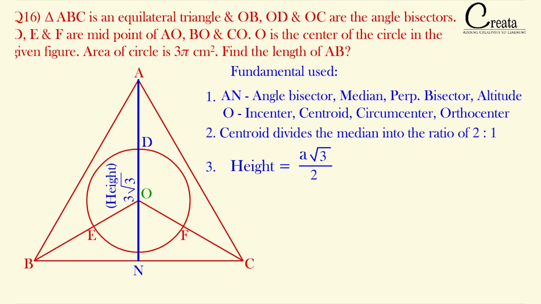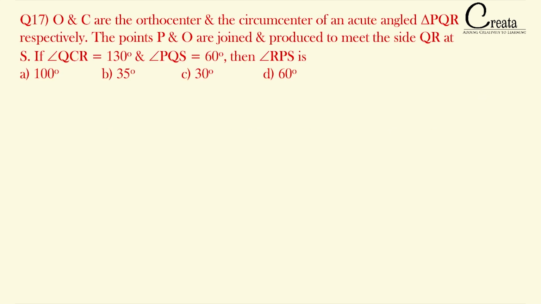Let's move to next question. The question is, O and C are the orthocenter and the circumcenter of an acute angle triangle PQR respectively. The points P and O are joined and produced to meet the side QR at S. If angle QCR is equal to 130 degree and angle PQS is equal to 60 degree, then angle RPS is, 4 choices are given.